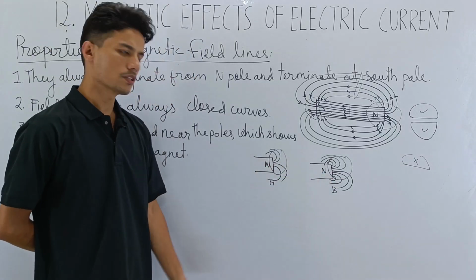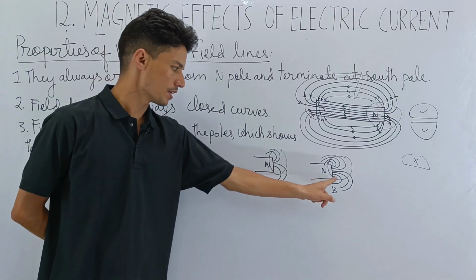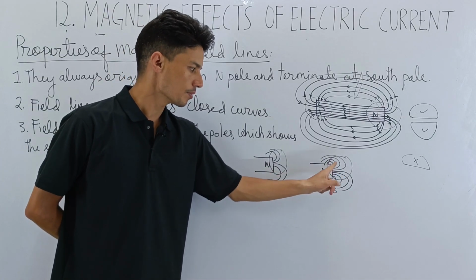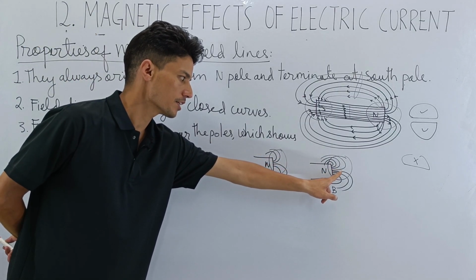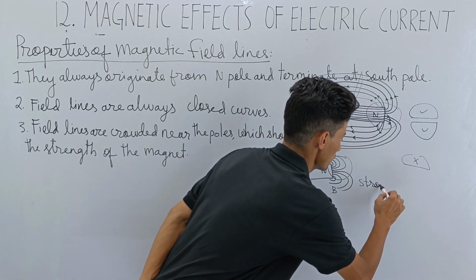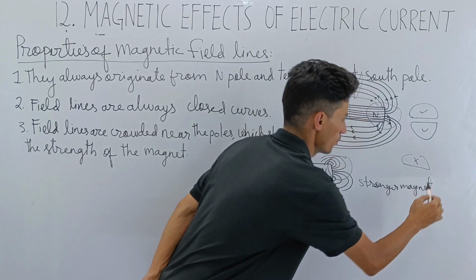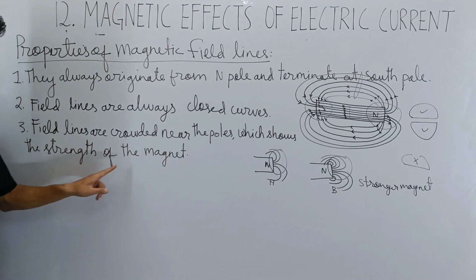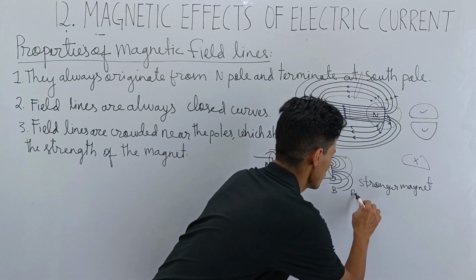In which pole do you see more magnetic field lines? In A or B? You will find that in the north pole of B, you will find more magnetic field lines. So if there are more magnetic field lines, that means the magnet is stronger here. This is a stronger magnet. How? Because the magnetic field lines are more, which makes the magnet stronger.